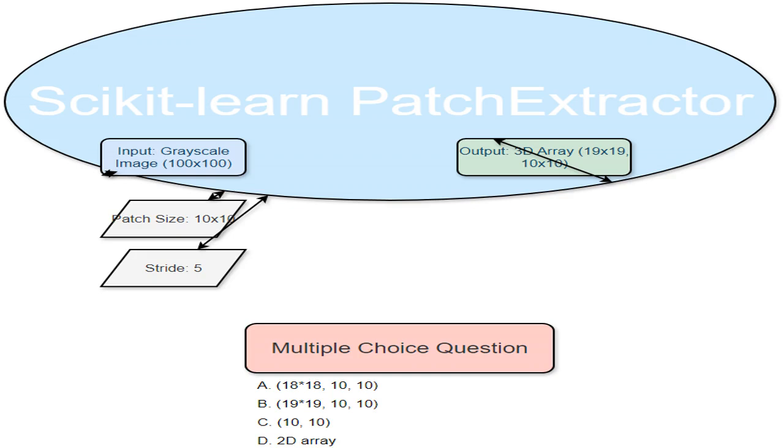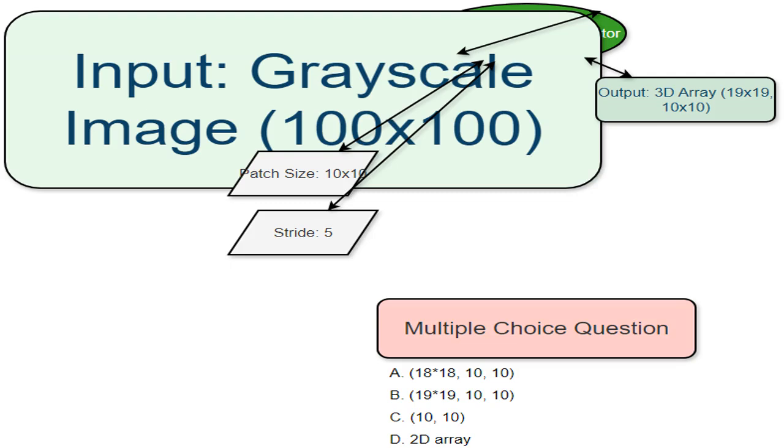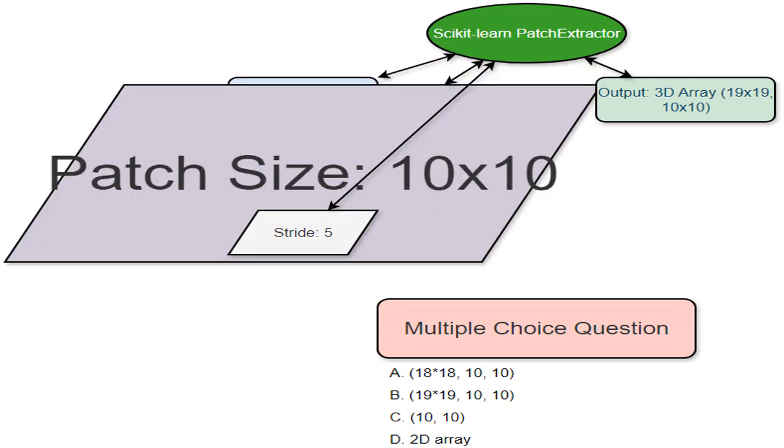I'm using Sklearn's PatchExtractor, a tool that helps me extract smaller pieces, patches, from a larger image. It's like taking a big jigsaw puzzle and cutting it into smaller, manageable sections. I'm starting with a grayscale image, a black and white picture. That's 100 pixels wide and 100 pixels tall. Think of it as a 100 by 100 grid of tiny squares. Each patch I want to extract will be a 10 by 10 square of pixels. That's like cutting out 10 by 10 sections from my bigger image.